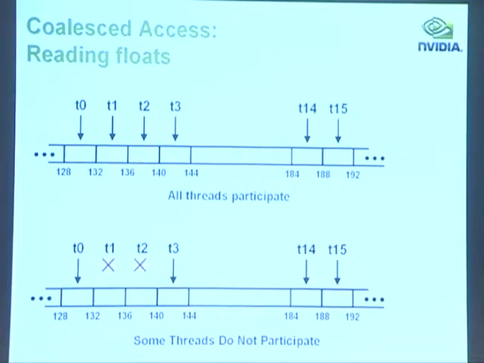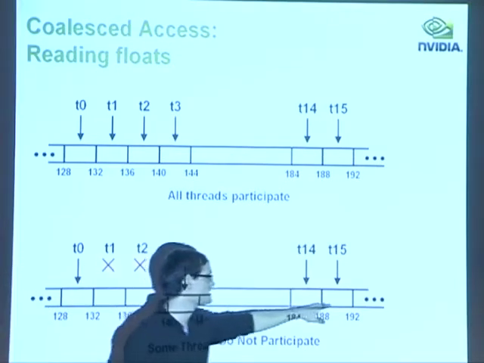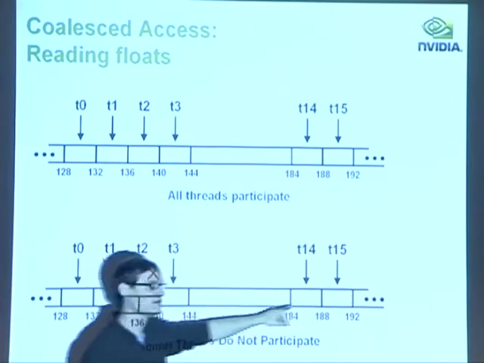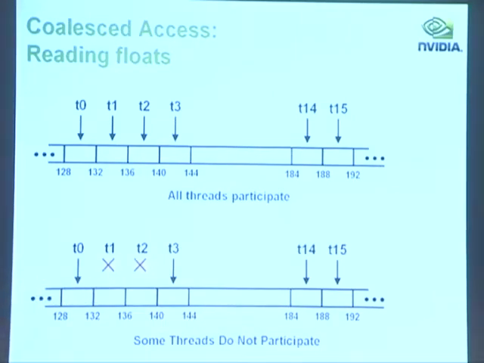So the question is, if the thread number doesn't correspond, say thread 0 accesses the middle and thread 15 accesses the beginning, that sort of thing. So if they're out of order, but they still access the same region of memory, is that? Right. So the question is, let's say that these 16 threads do access bytes 128 through 191, but they're permuted. That's the next slide.